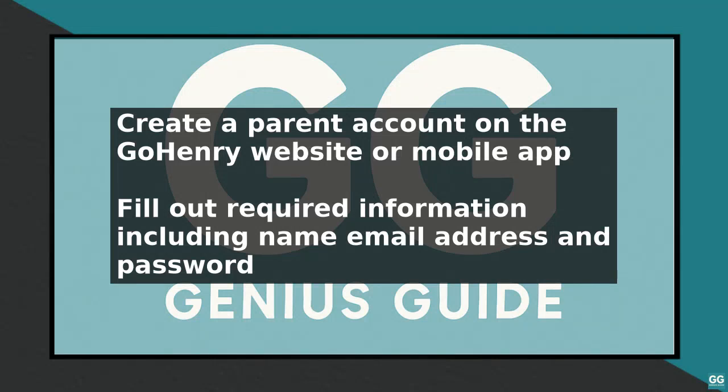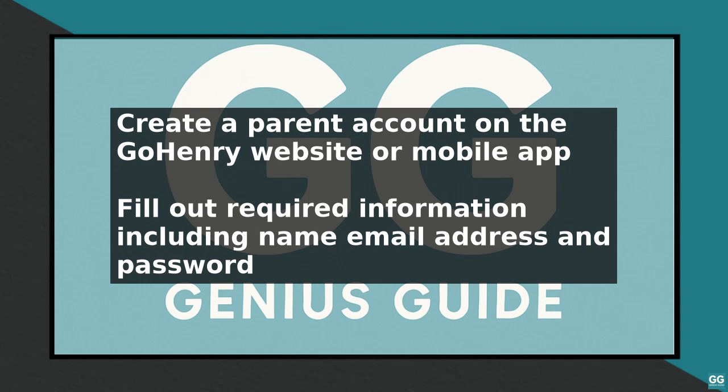To enable a GoHenry child account, start by creating a parent account on the GoHenry website or mobile app. Go to the Sign Up page and fill out the required information, including your name, email address, and password. Verify your email address by clicking on the link sent by GoHenry.